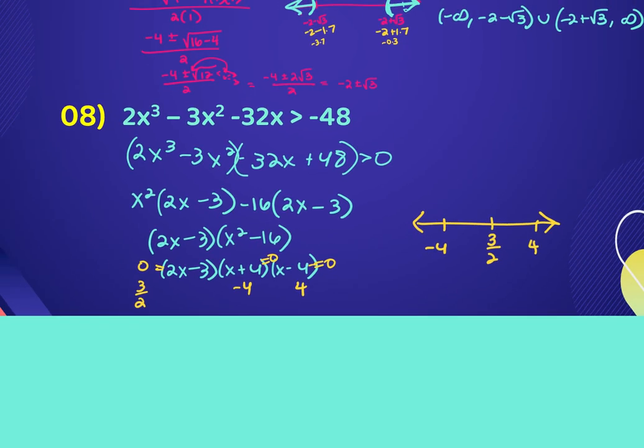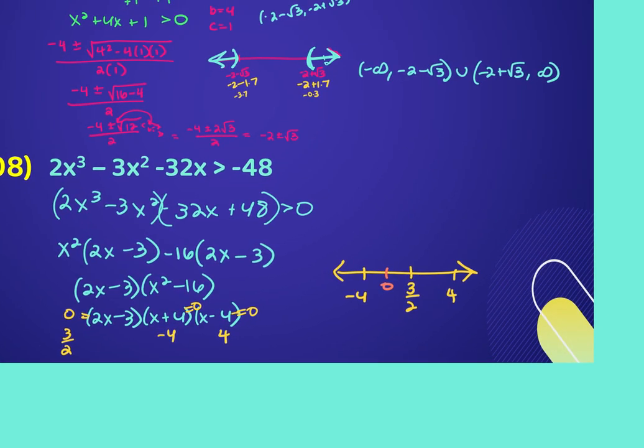So I'm going to find 0. It's in between the -4 and the 3 halves. I'm going to plug that in. So 2 times 0 to the third minus 3 times 0 to the second minus 32 times 0 is greater than -48. All of these are 0. 0 is greater than -48, which means that part works. And I assume the part on the right works. If an answer repeated, I would have to plug in more than one point. But because that's not happening here, I'm going to go with every other. These are going to get parentheses, and this is going to get parentheses.